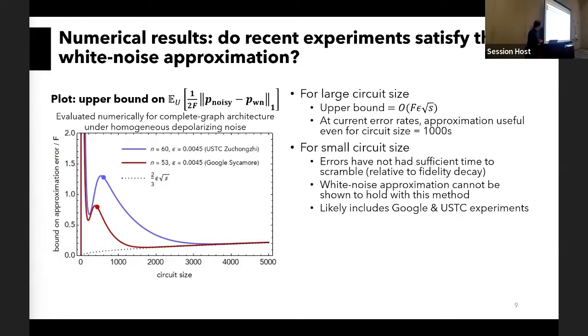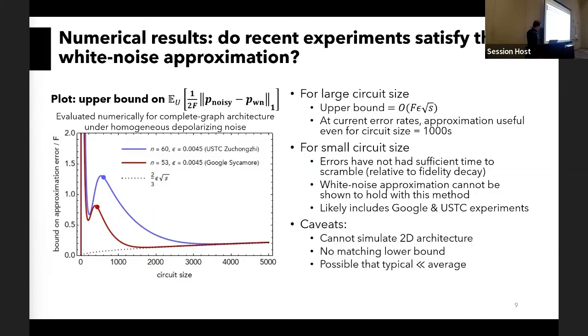And then the bad news, I guess, is that if you plug in the actual circuit sizes, you're in this initial regime where you haven't quite scrambled enough yet to be able to apply the techniques, or to make this assertion. So it means that we would have more evidence that this white noise approximation holds if we actually performed a larger depth circuit at the exact same error rate. Of course, this would come at the expense of smaller fidelity. But yes, there are caveats here, including the fact that we're not doing the 2D architecture. It's also an upper bound and not a lower bound. We don't really know quite how to get a lower bound on this. And also, this is the average, and we don't know what the typical would necessarily look like.